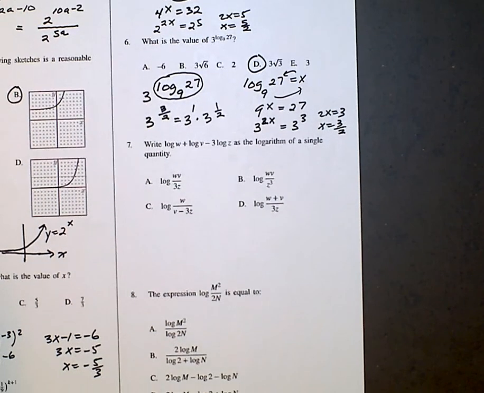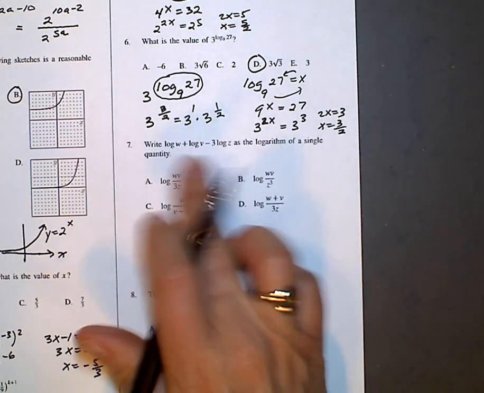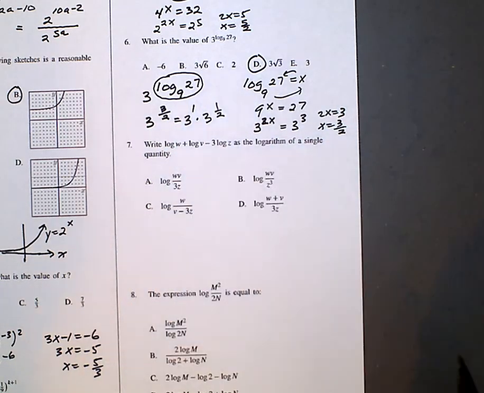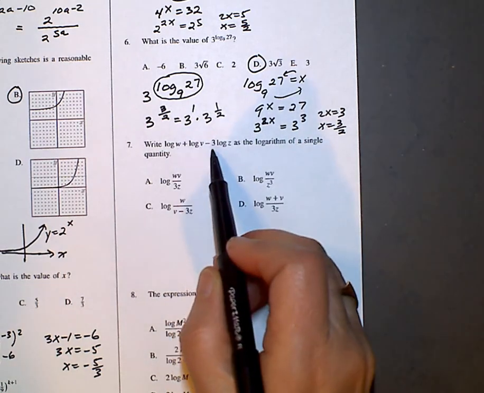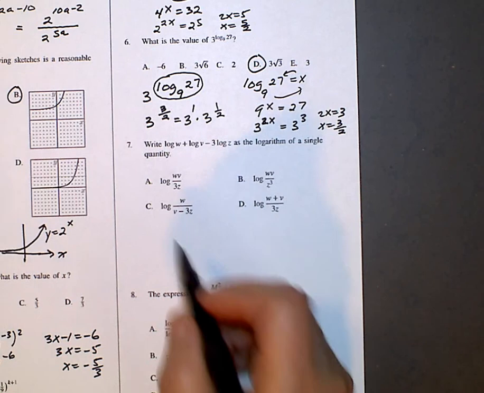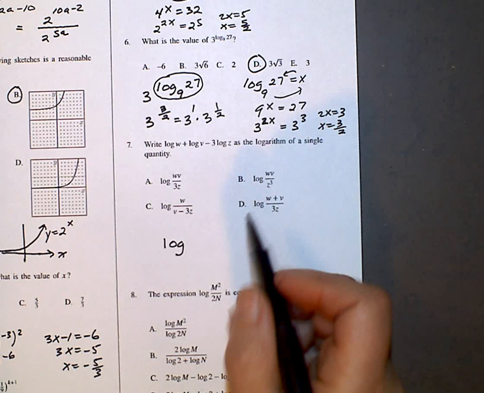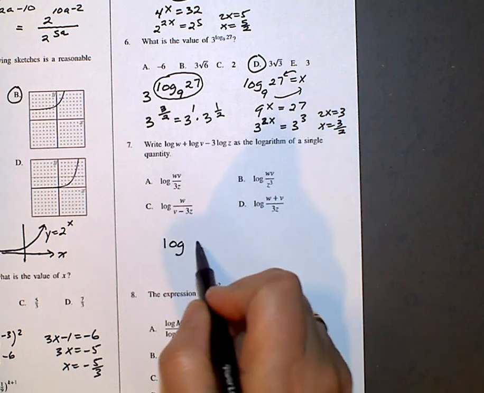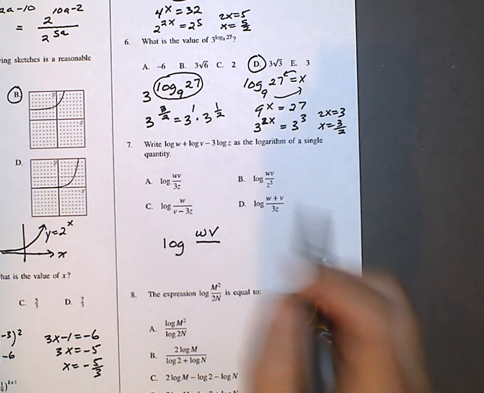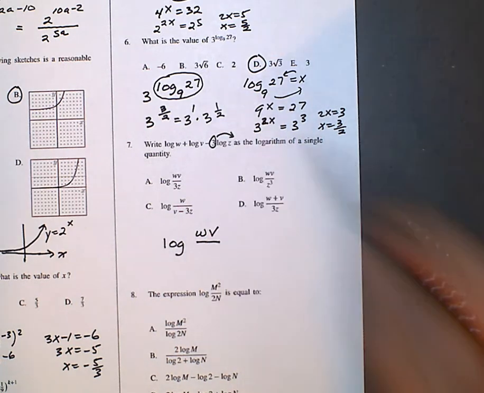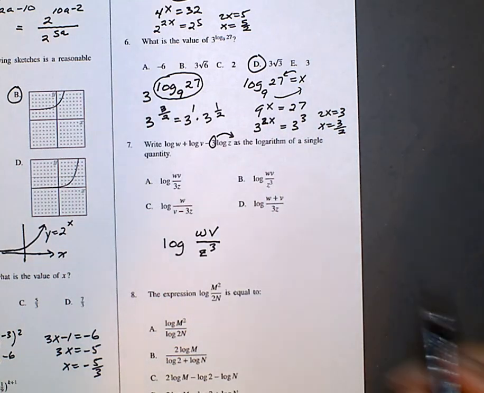Number 7, I've got to write this as a single logarithm, and it looks like it's all in base 10 because I don't see a base written in. So I'm adding the w and the v and subtracting the 3 log z, so this is going to end up being the common log, or the log of. So in my numerator, I'm going to have a w and a v, and in the denominator, this 3 is going to go back up on top of the z, so I'll have a z to the 3rd power. So which one? That's B.